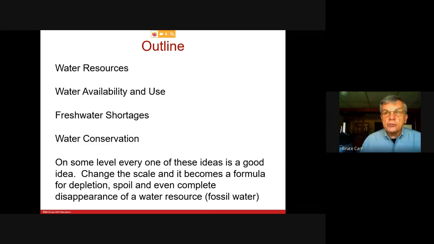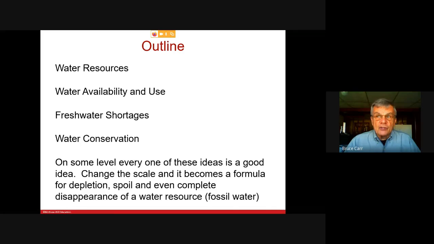So water resources, what are they? How do we measure them? How are they available? Is it constant or seasonal? Is it very wet to very dry? What happens when we are short on fresh water? And water conservation are going to be issues of this chapter.